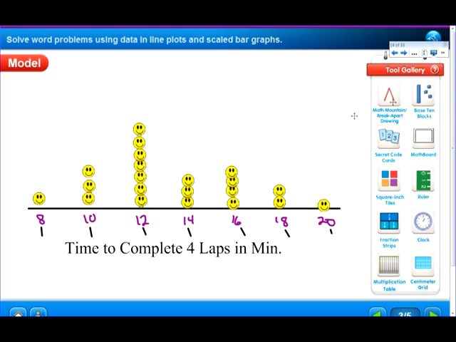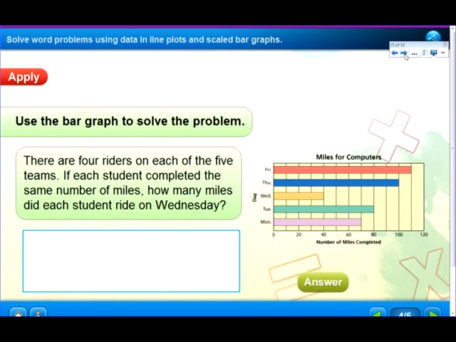This is a line plot, and if you might be confused, I would check lesson 3-13 to figure out how to do a line plot properly. Here is a bar graph. Let's look at it. Hey, there's our miles for computers. There are 4 riders on each of the 5 teams. If each team completed the same number of miles, how many miles did each student ride on Wednesday?